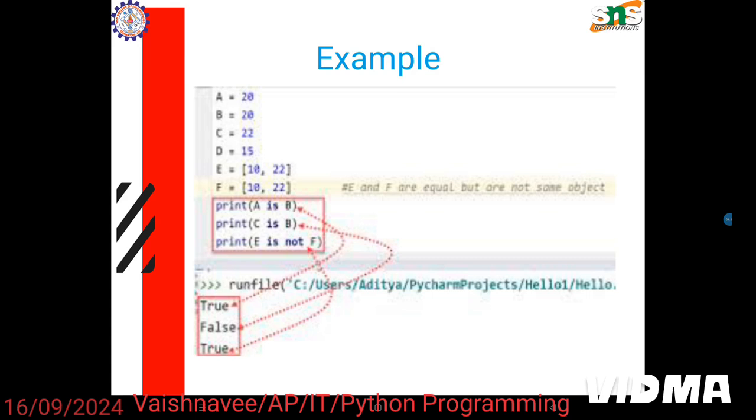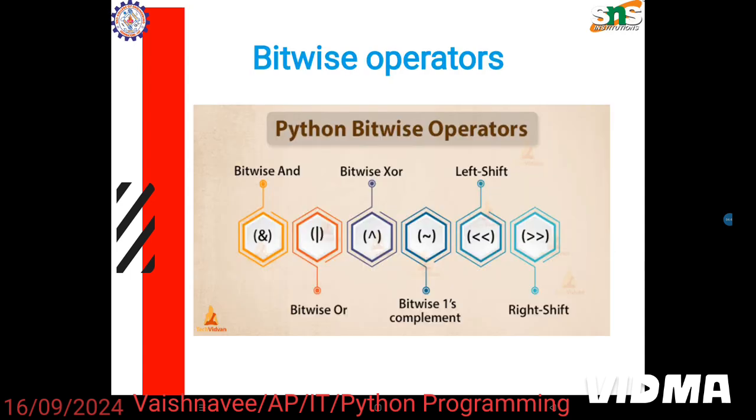So let's see an example here. A is equal to 20, B is equal to 20, and C is equal to 22. D is equal to 15, E is equal to list 10, 22, F is equal to 10. So print A is B. Yes, A is equal to B, 20, 20, so it is true. C is B: C is not equal to B, so it gives false. E is not in F: yes, E is not in F, so it gives true.